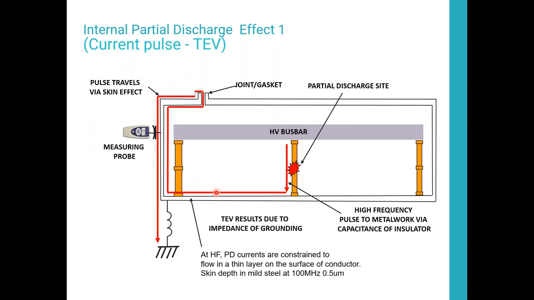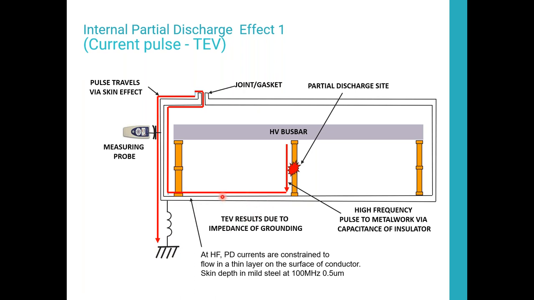What's happening is we get the current pulse coming through the insulator. So we've got our bus bar and an insulator supporting it, and there's a problem in it: it's got a crack or a void in it. You get those current pulses passing through down to the metal. Well, it's at a high frequency and a low amplitude, so it's not able to penetrate the metal to the ground.